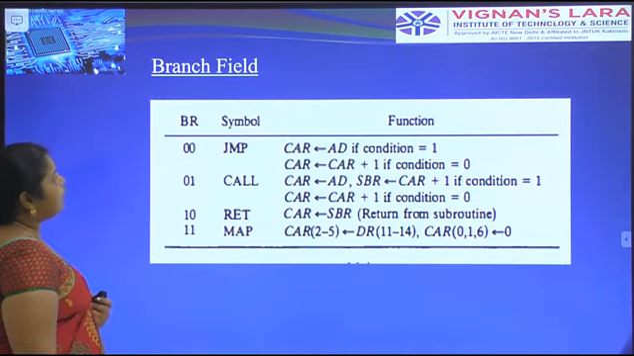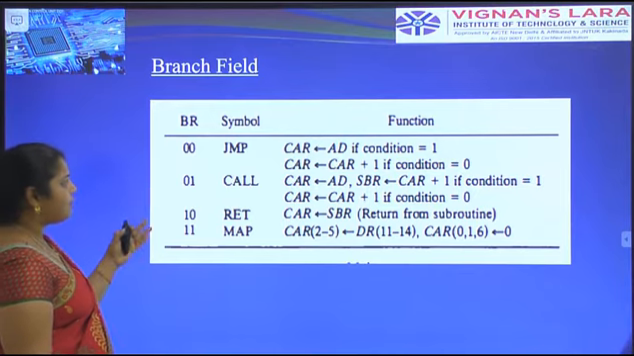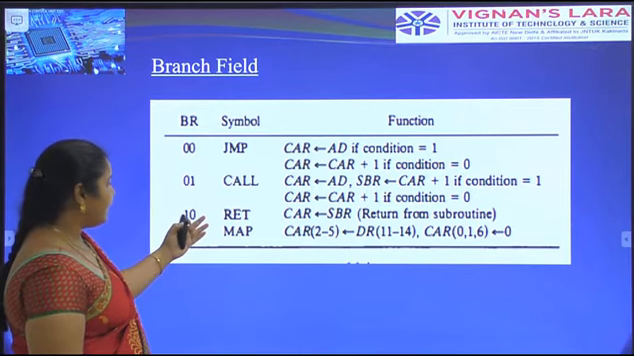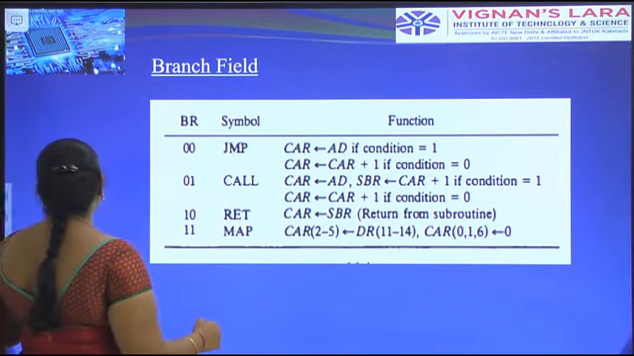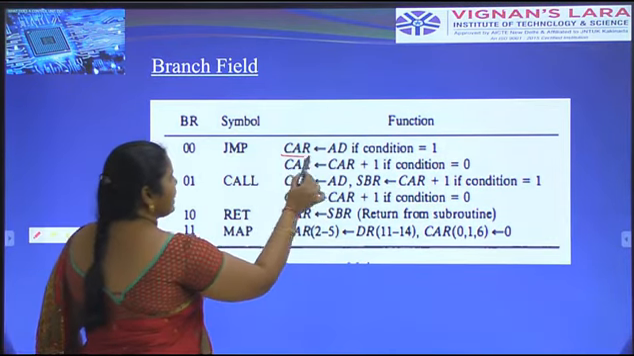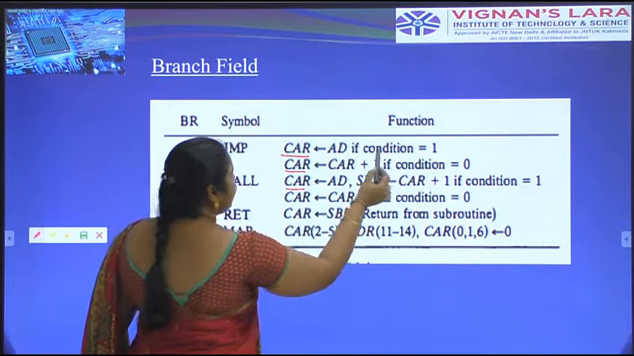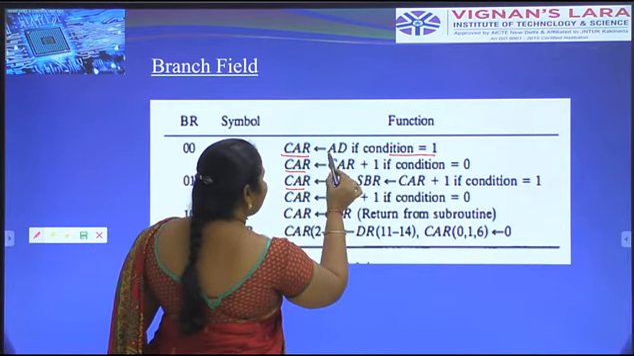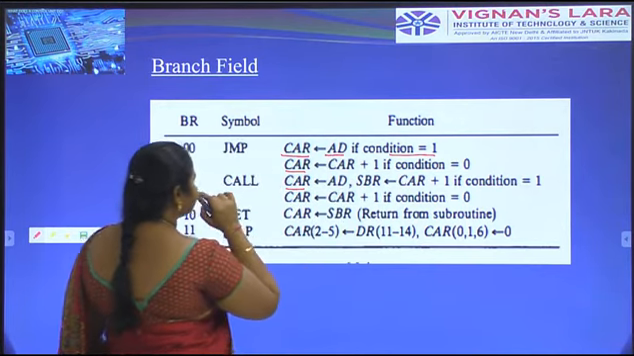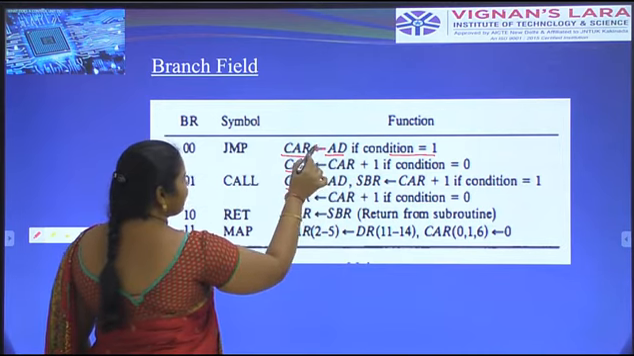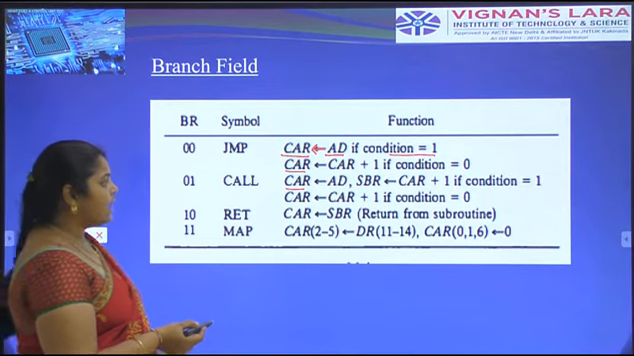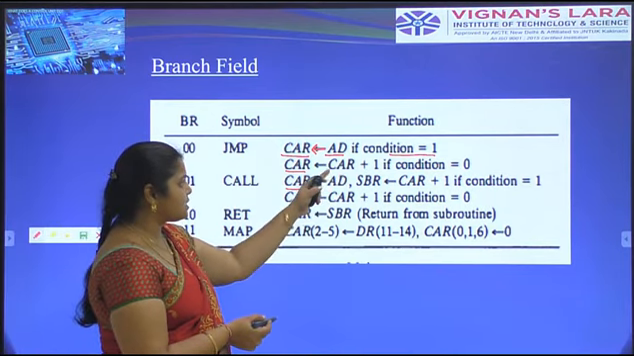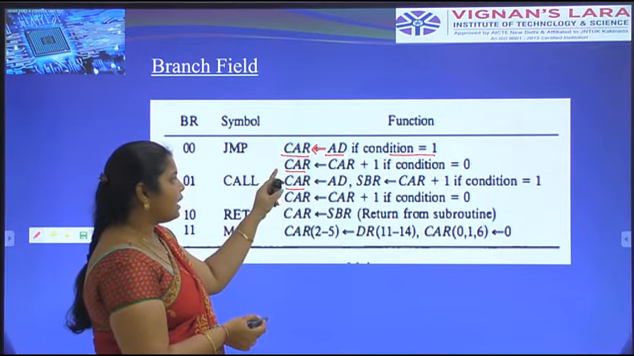Next, coming to the branch field, it consists of 4 inputs: jump, call, return and map. Here the function is CAR, which means control address register. If the condition is 1, the address register information is transferred to the control address register. Next, if the condition is 0, the control address register is transferred to the control address register.